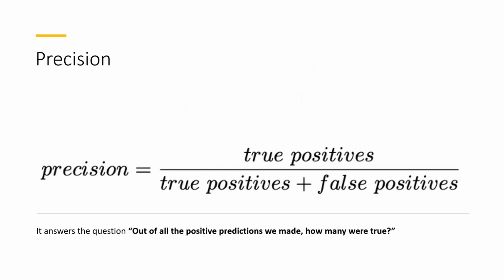Well, what is precision? It will get you the answer for the question: out of all positive predictions we made, how many were true? So true positives divided by true positives plus false positives. That's it. That is called precision.